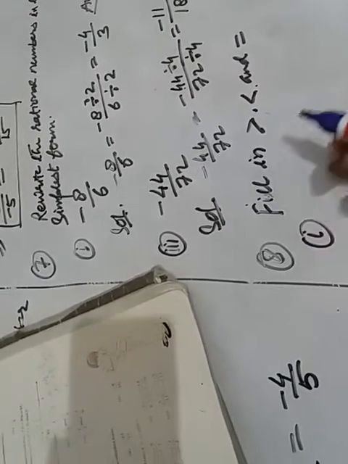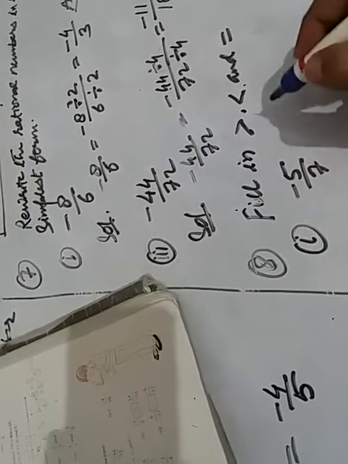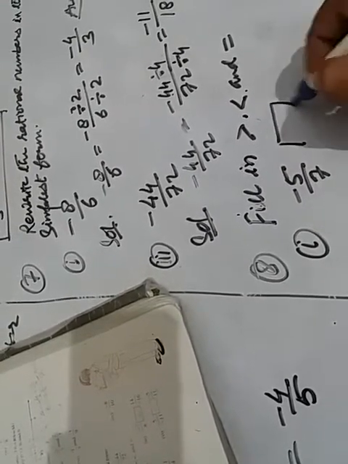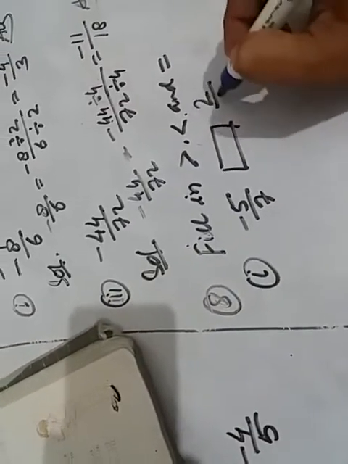First one I'll tell you: minus 5 upon 7 and 2 upon 3. A box is there, so you have to compare the rational numbers. Obviously, children, when one rational number is negative and another is positive, a negative rational number is always less, because all the negative rational numbers are kept on the number line to the left of 0, and all the positive numbers are kept to the right side of 0. So here it is obvious.